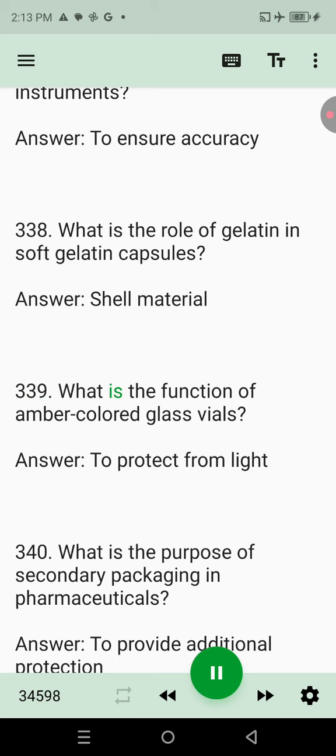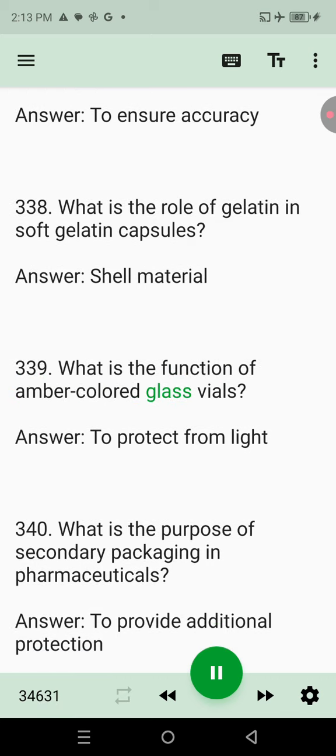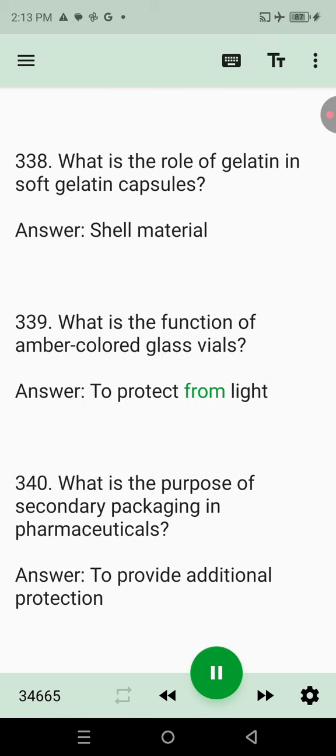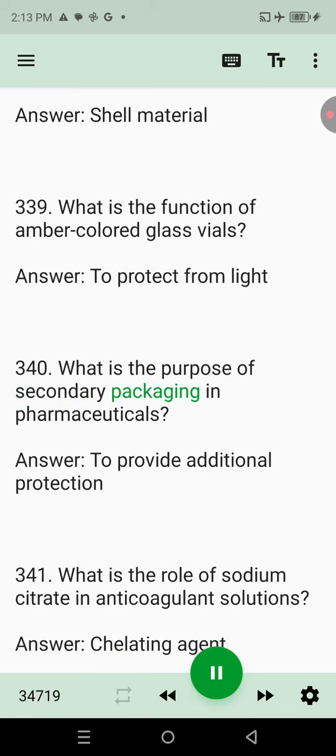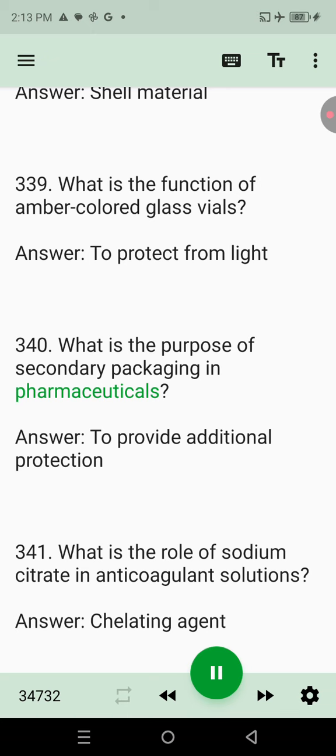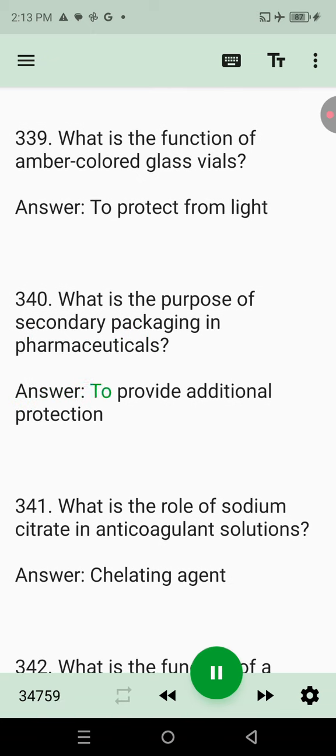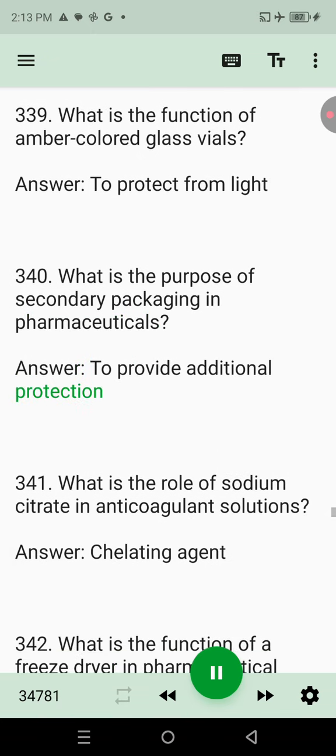339. What is the function of amber-colored glass vials? Answer: to protect from light. 340. What is the purpose of secondary packaging in pharmaceuticals? Answer: to provide additional protection.